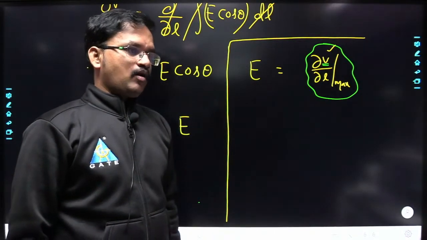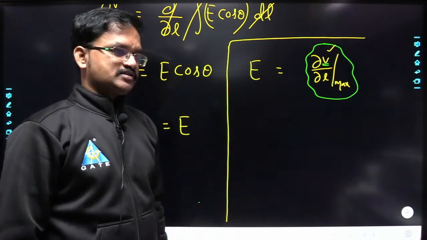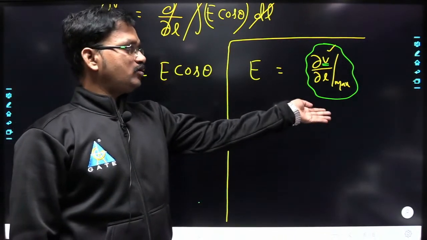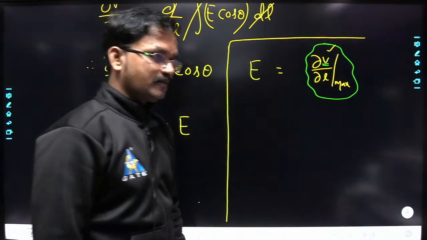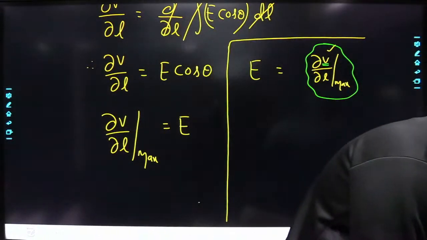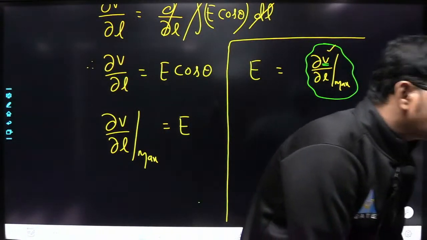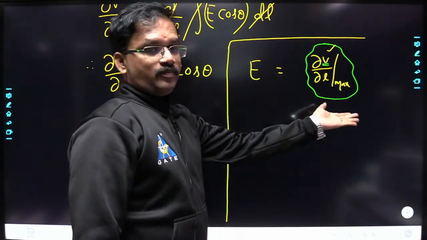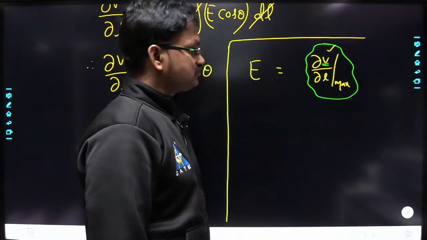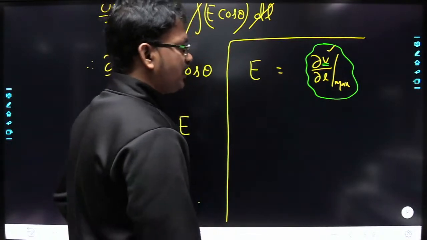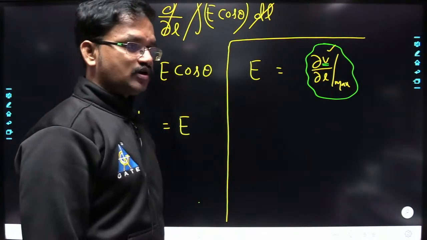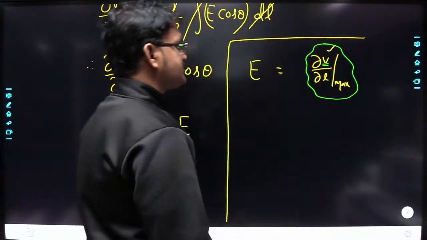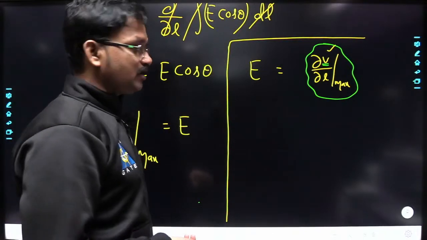If you had attended my previous sessions, then you would be able to tell this answer. What do you mean by this? ∂V/∂L maximum can be written as what? Yes, very good. It is nothing but gradient.